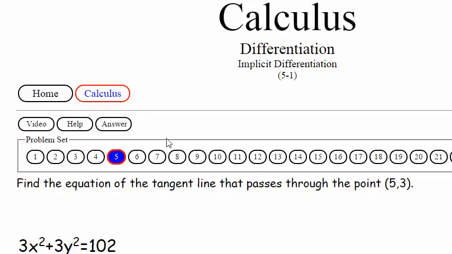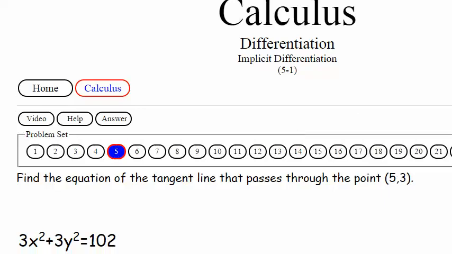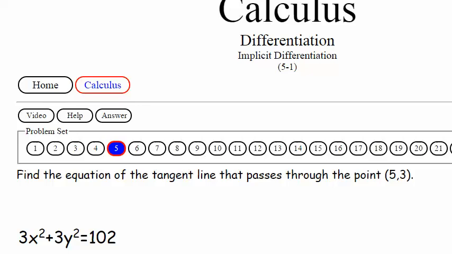I worked this problem just a minute ago and wrote down the wrong numbers. I wrote down the right numbers on the piece of paper, but then I ended up writing down the wrong numbers on the whiteboard. So we're doing this problem again.